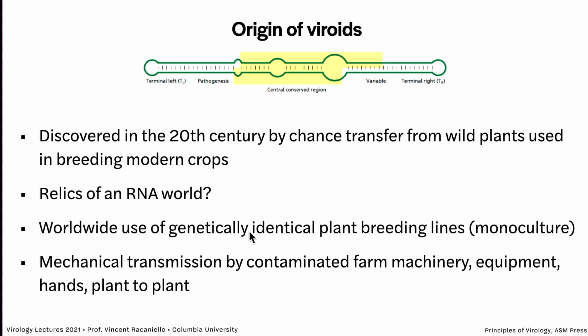And part of the problem is that crops globally are monocultures. They're all using pretty much the same seeds, provided by the same companies, and that's not good, because they get susceptible to diseases like viroid-induced diseases. Wild plants are really resistant to many diseases because they're genetically outbred, but our crops are not, so that's the price we have to pay. And as I said, they're spread now among crops by mechanical transmission, by contaminated farm machinery or equipment, even hands of the farmers, from plant to plant, pollen, bees, other insects, and other vectors as well.